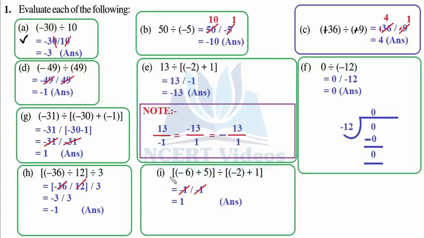I part, minus 6 plus 5. Here we have two brackets, we will solve them separately. Here minus 6 plus 5 is minus 1. We don't have to repeat it again and again, you know why it came. Again here minus 2 plus 1 is minus 1, and these cancel out and give you 1. So this was your question number first.